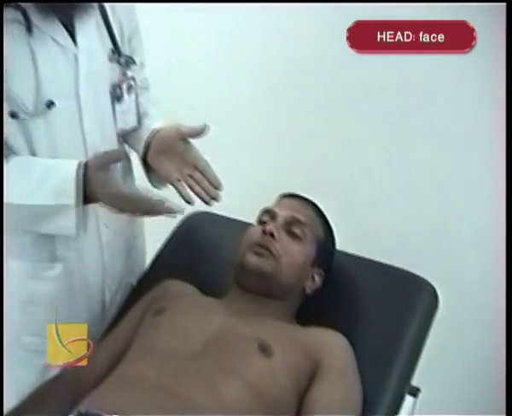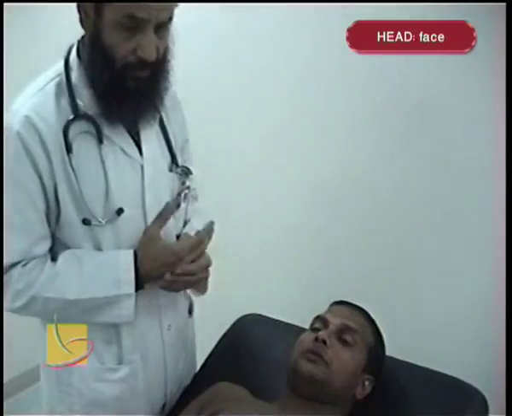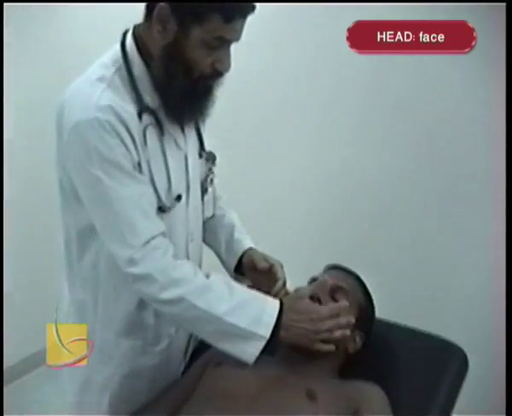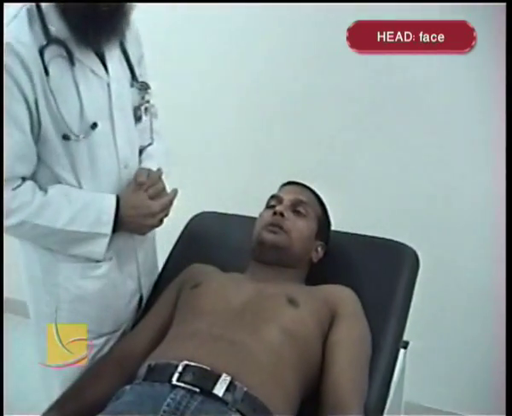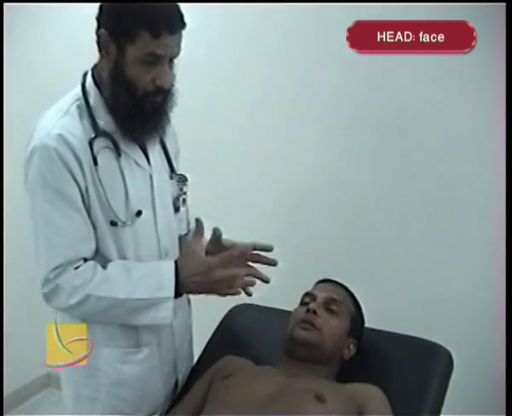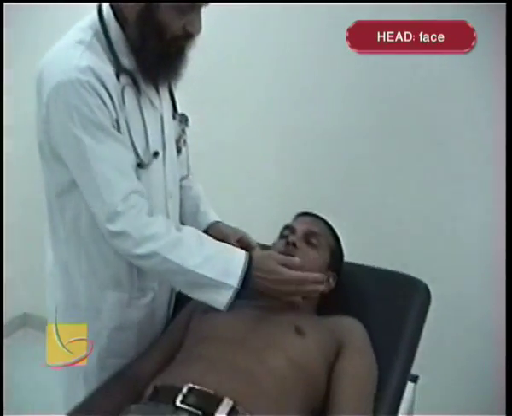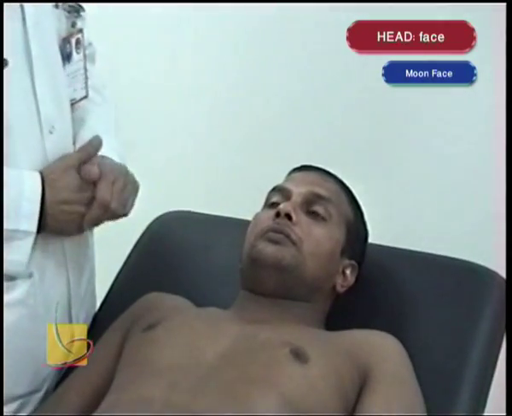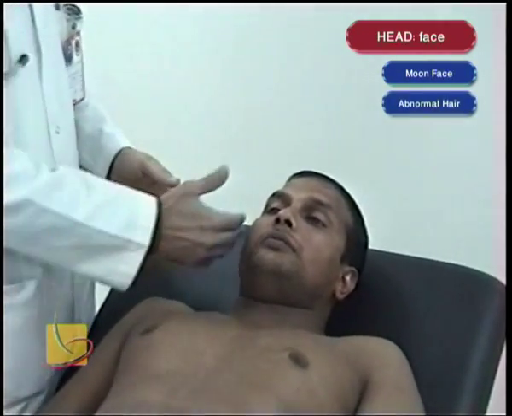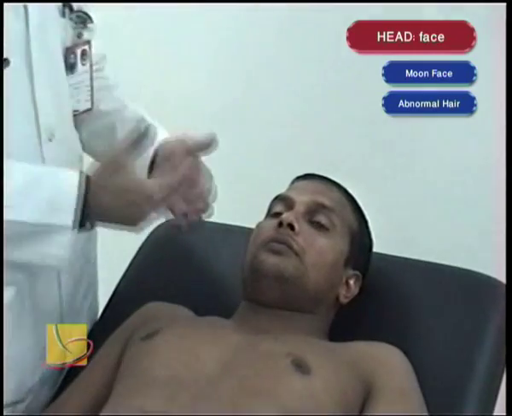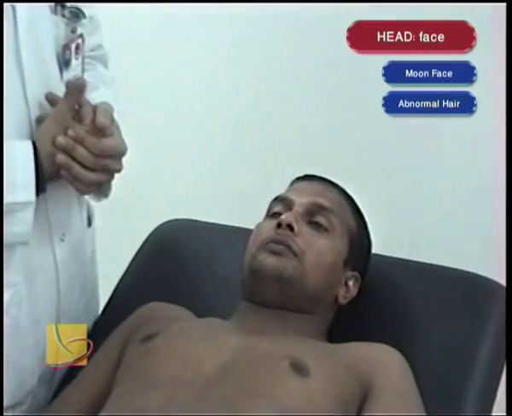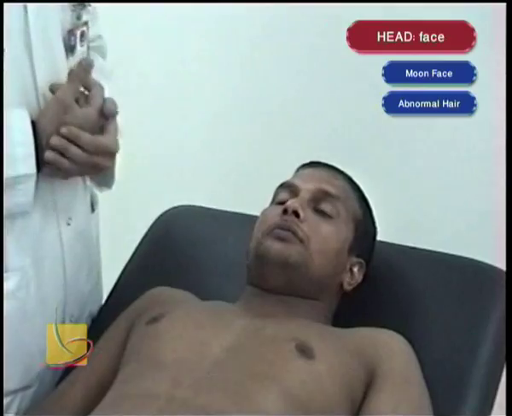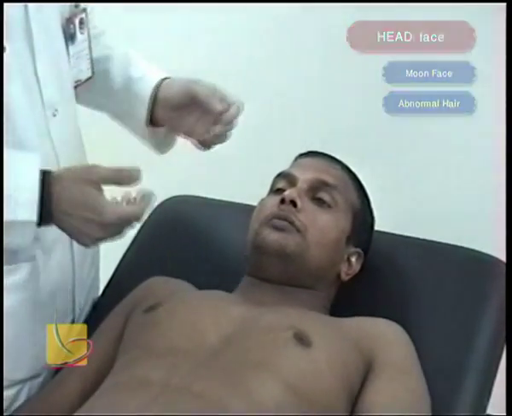Some of the patients are on prednisolone steroids because of chronic bronchial asthma or other diseases necessitating prednisolone. In such cases, you may get the features of steroid use, that is the moon face, the plethora of the cheeks, and in females you may get abnormal hairs. Again, they may indicate the fact that the patient is taking prednisolone.